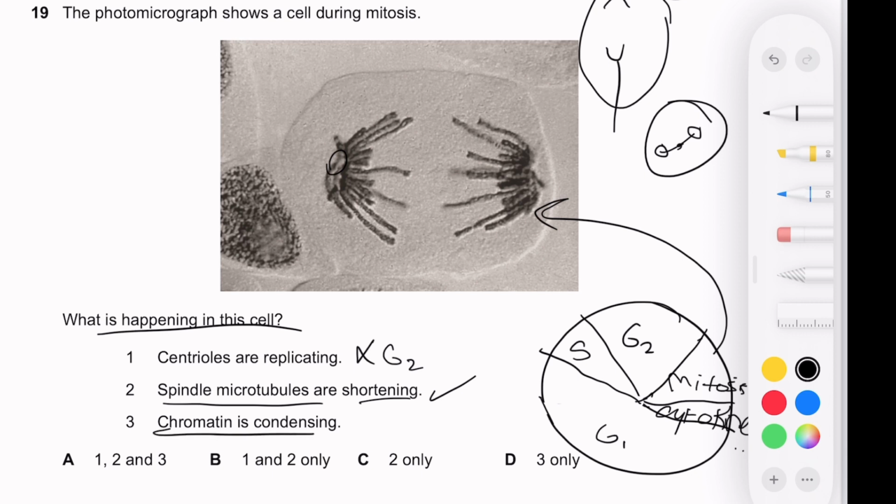And then chromatin is condensing. No, chromatin condenses, but that's during prophase, not telophase. Okay, so that's the last phase of mitosis, so that's wrong. So it's 2 only.